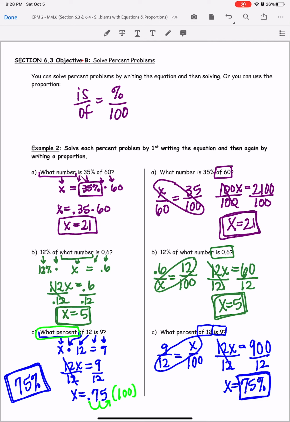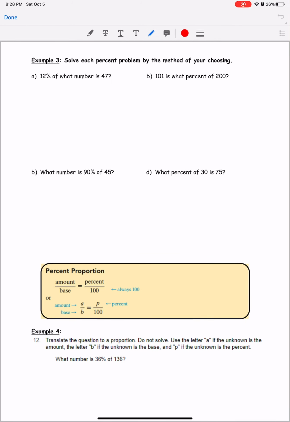So I'll start off on this page with the equation. If you like the equation, on A it says 12% of what number is 47. So 12% comes down. My "of" means to multiply. What number is my x? "Is" is my equal sign. And then bring down your 47.